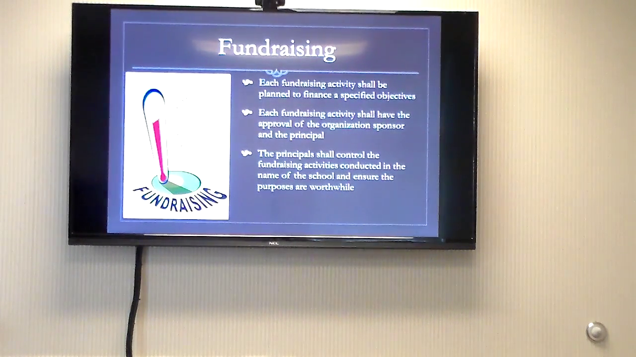So fundraising should be controlled by the building principals. It doesn't specify whether it should be controlled at the building level or district level, and I looked into this as well. Principals should be working together to determine who's doing what in terms of fundraising and ensure the purposes are worthwhile.